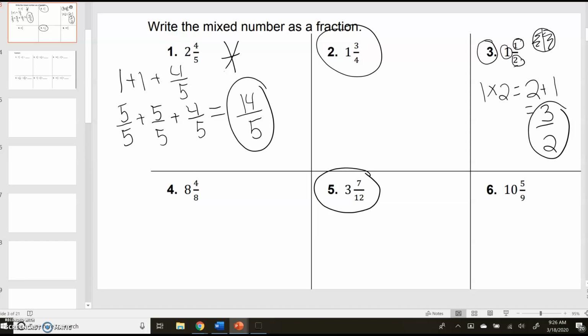You can post it on Dojo or have your parents email me a picture of you solving these problems, but that's not required. If you're having difficulty or you want further explanation, please let me know and I will be glad to help you. I'll be sending another video about how to subtract fractions in a little bit.